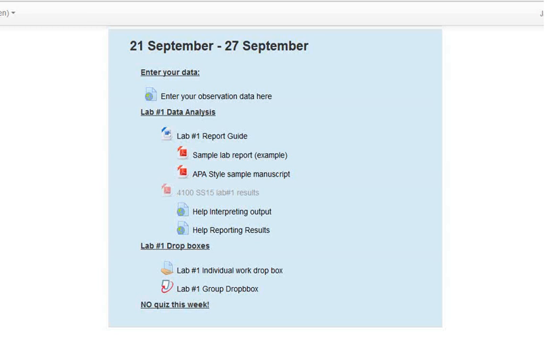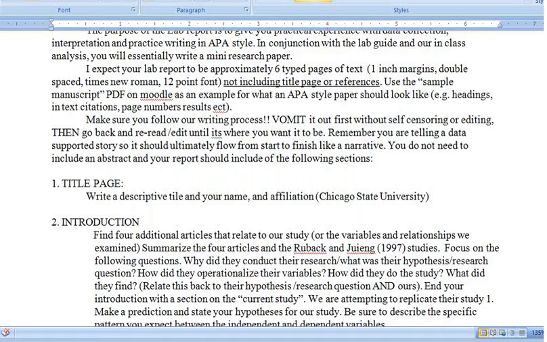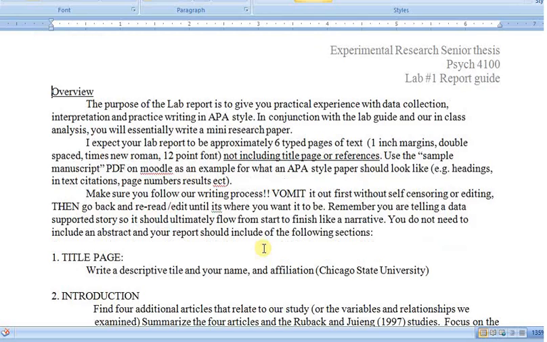Okay, this is the Lab 1 report guide video. In this video, I'm going to explain exactly what you need to do for your lab report individually, as well as what your group needs to produce for the lab report. So you're going to want to go to Moodle and click on the lab report guide. And when you click on the lab report guide, it will come up.